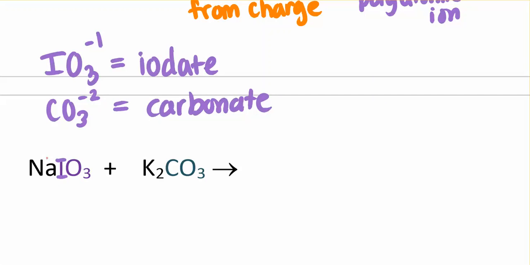Okay, so let's put our charges up here. Sodium's in the +1 column. Iodate, I just told you, is -1. Potassium's in the +1 column, and carbonate is in the -2 column. So when we start figuring out our products, we're going to put the positive part of one with the negative part of the other. So I'll start with the sodium is going to go with the carbonate.